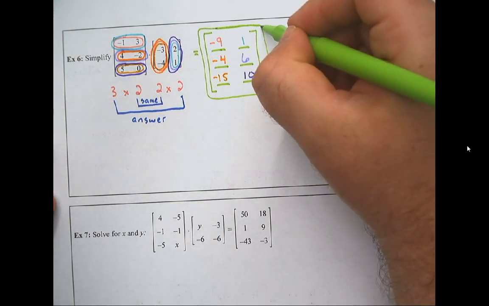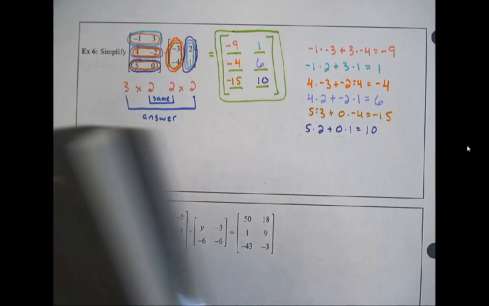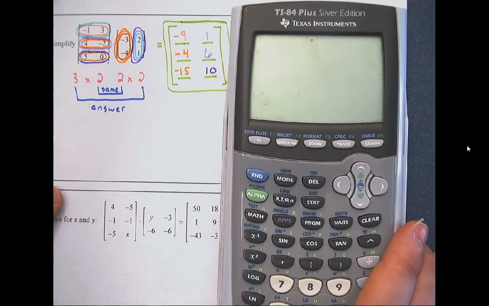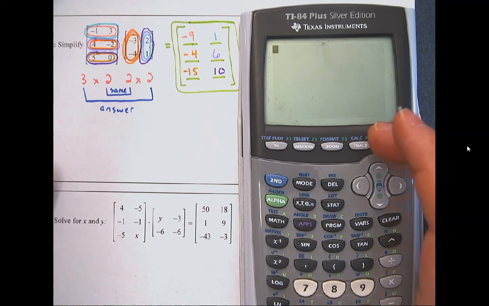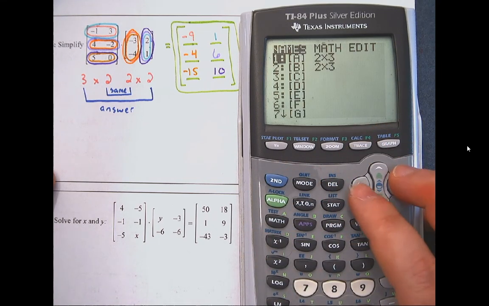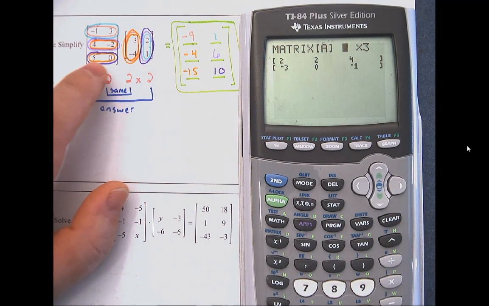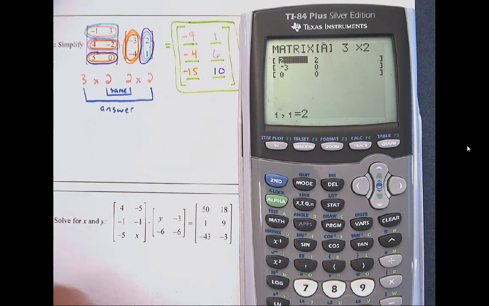So we can check our work. Since there are no variables in this problem, we can go right to our calc. I'm going to use old school calc, so I'm going to go second matrix, edit. This is a 3 rows by 2 columns matrix: negative 1, 3, 4, negative 2, 5, and 0.